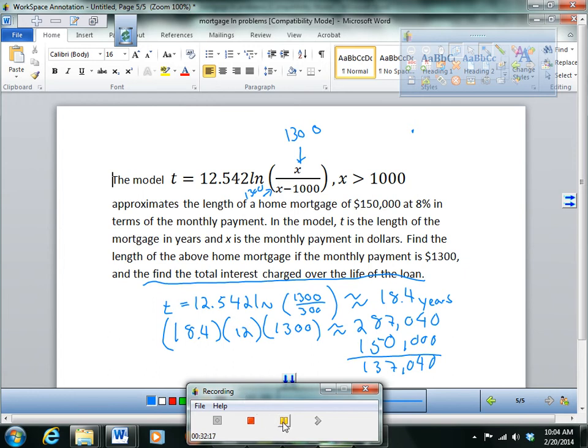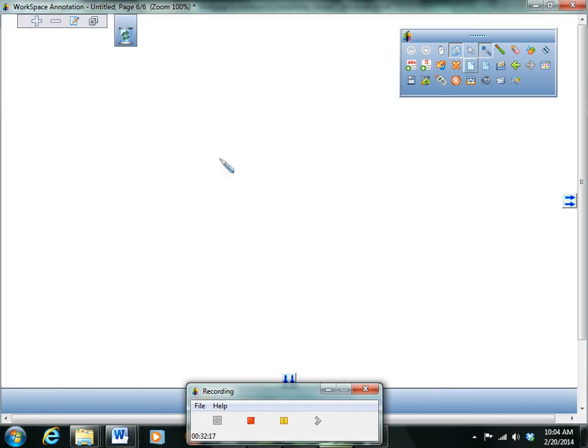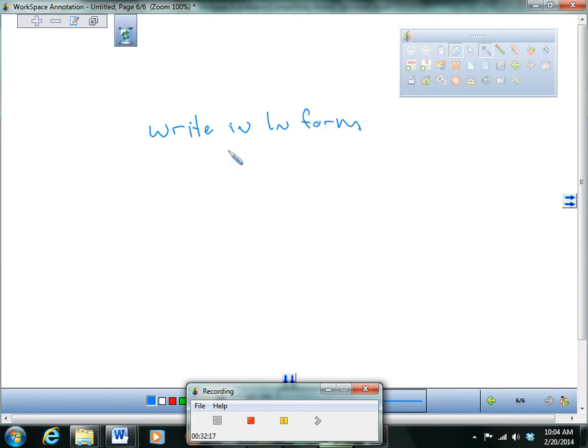Okay, so that's almost it. The very last problem, going from exponential to logarithmic form. Just one more that I saw that might be a good one to look at. Write in natural log form, logarithmic form, if you had something like this.